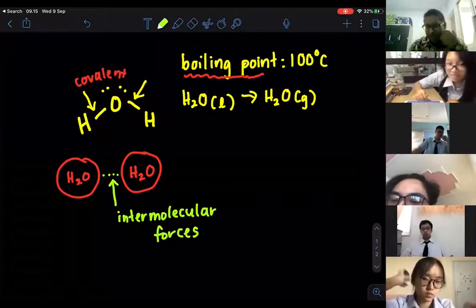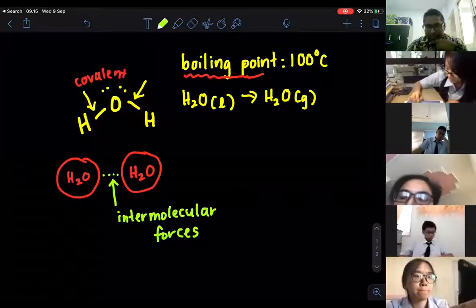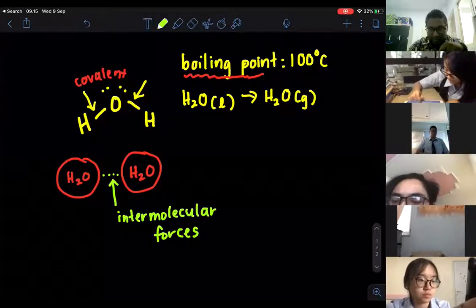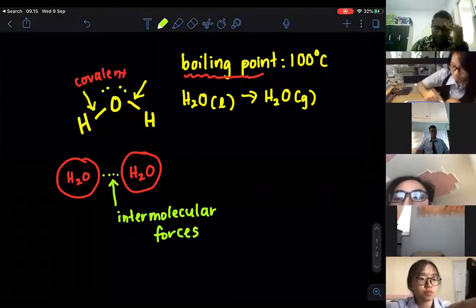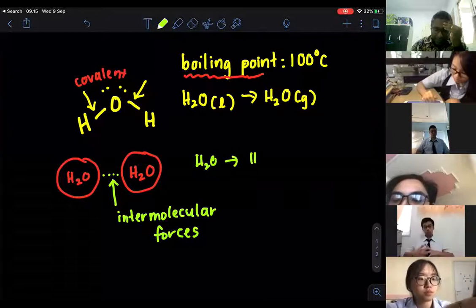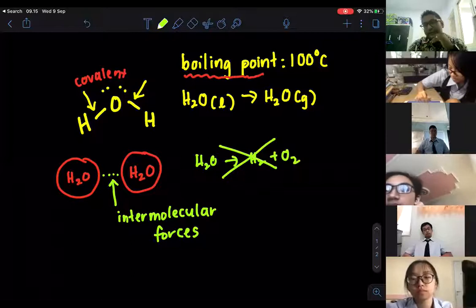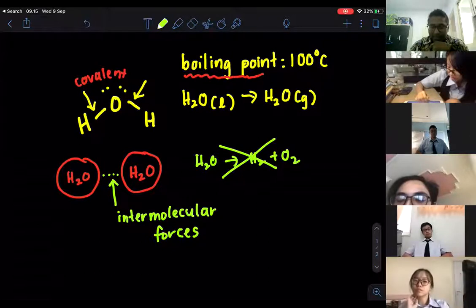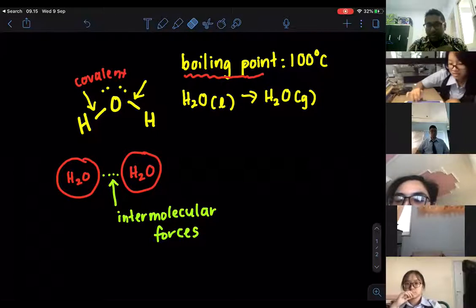Now, do remember, if you want to break the bond, of course you need to break the weakest bond. That's the reason why this bond is being broken rather than the covalent bond. That's why you don't actually get water when you heat up. You don't actually get hydrogen and oxygen. This is not going to happen, because we are not actually breaking the covalent bonds over there. What we are breaking over here is just the weak intermolecular forces from one molecule to another molecule.